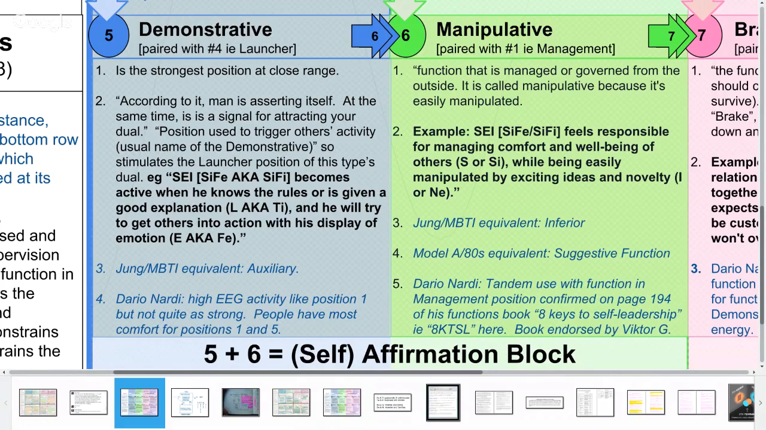Modulators, suggestive function, inferior. Darianardi, tandem use with function in the management position, confirmed on page 194 of his functions book, 8 Keys to Self-Leadership. I.e., 8 key, see it there. Book endorsed by Victor G.